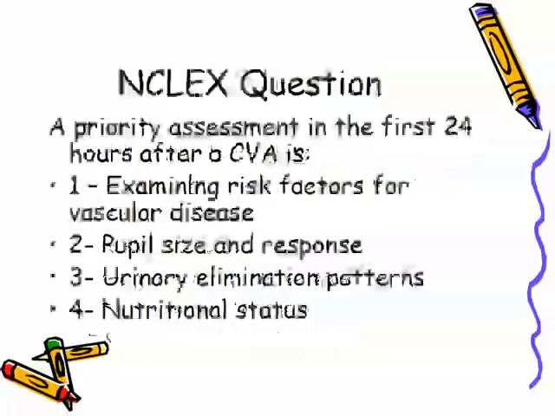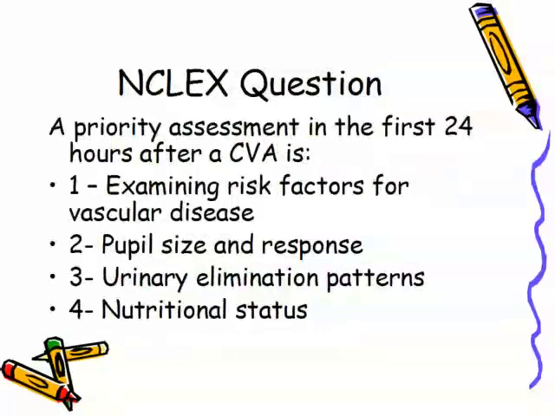So we may use complementary therapies on them, such as music therapy and different things like that. So the NCLEX question that goes with strokes is: a priority assessment in the first 24 hours after CVA is which of the following? So remember the risk of increased intracranial pressure. One of the top priorities is to make sure that patient isn't developing that. So checking pupil size and response would be the correct answer here.